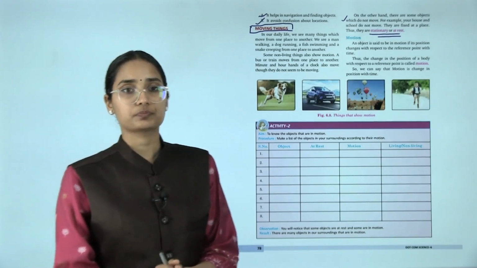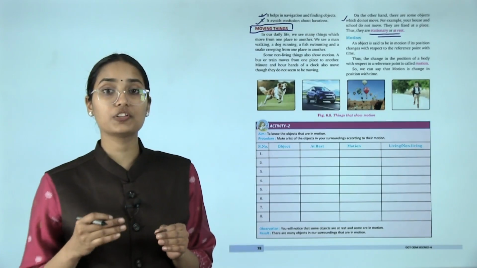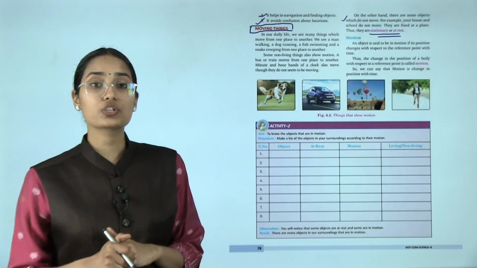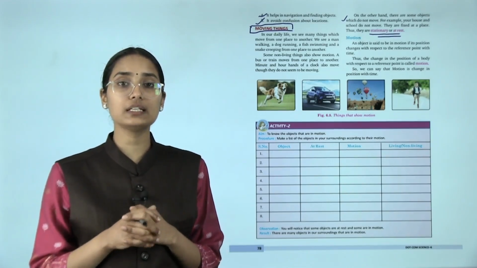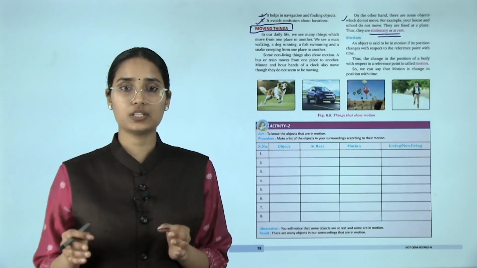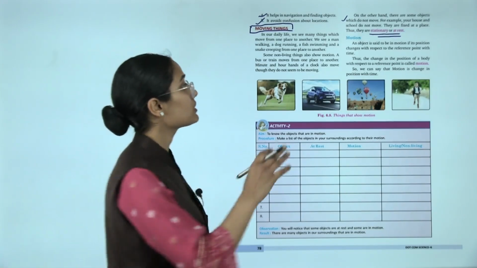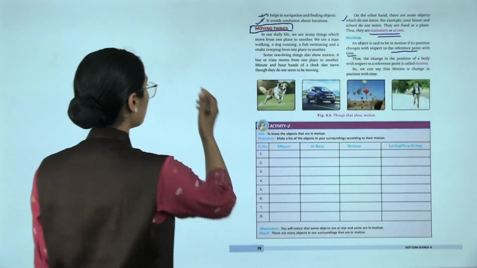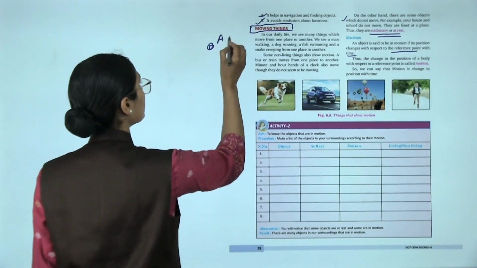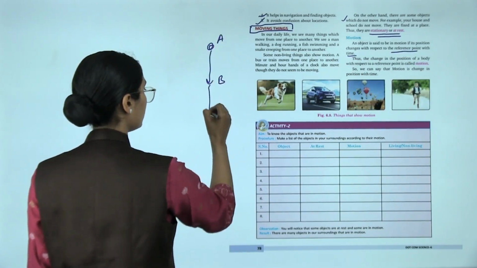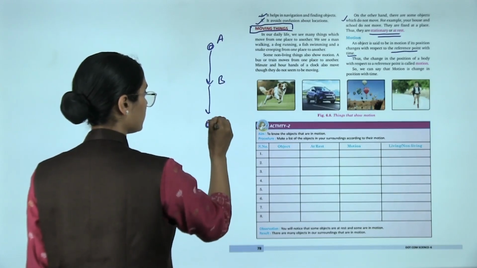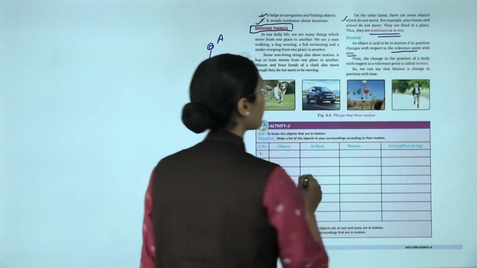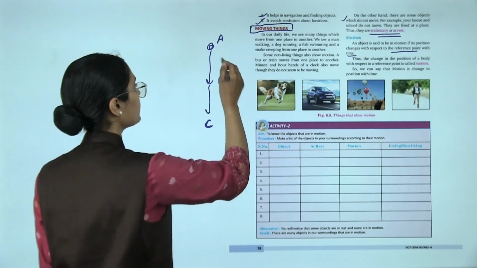So what is motion? An object is said to be in motion if its position changes with respect to the reference point with time, okay. Motion is basically the change in position with respect to the reference point with time. So we are saying that the position from, let's say, A to B then to C is changing with respect to what? With respect to time. So we are taking the reference point of what? Time.